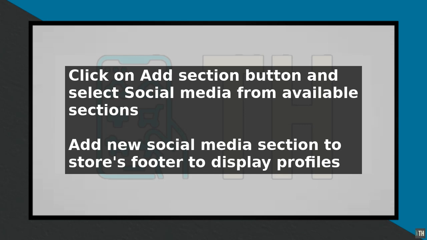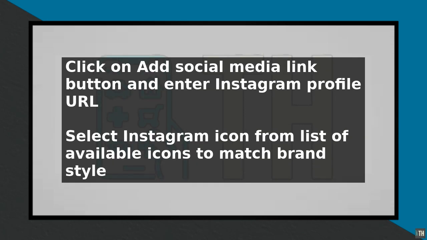Make sure to choose the correct icon to match your brand's style and color scheme. Once you have added the Instagram icon, you can customize its appearance by adjusting the icon size and color. You can also add a hover effect to the icon to make it more engaging. To do this, click on the Icon Style drop-down menu and select the style that best fits your brand's design. After making the necessary changes, click on the Save button to save your changes.